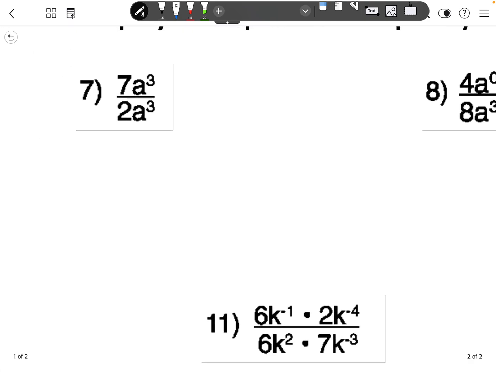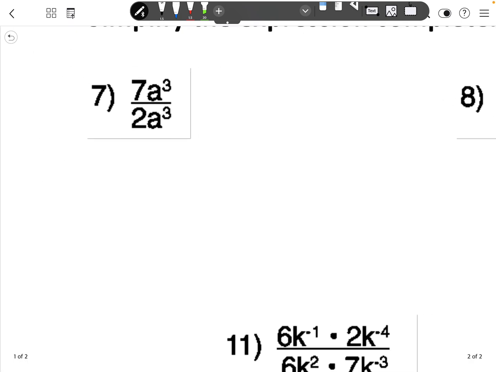Okay, let's go down here. We're going to do charts again, just like we did last time. So I have two things. I have numbers. There's nothing on the 7, nothing on the 2. So we can do 7 over 2.